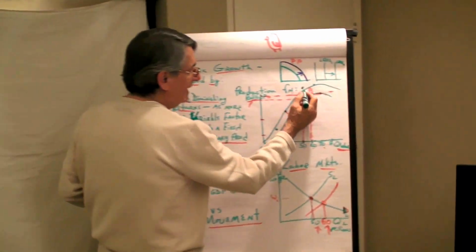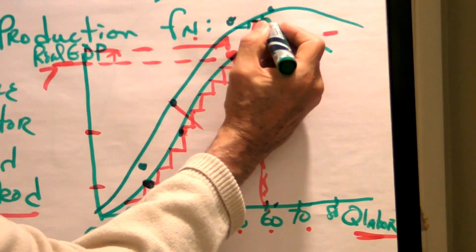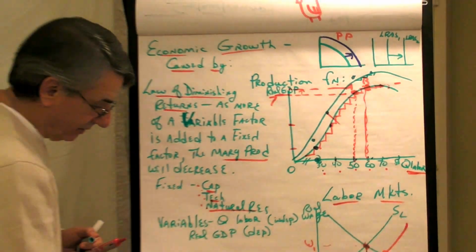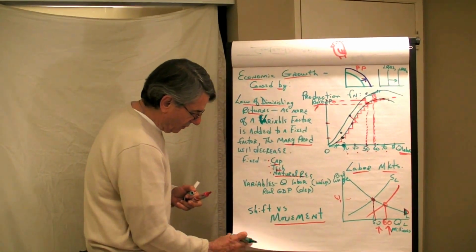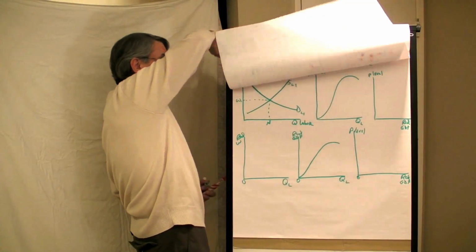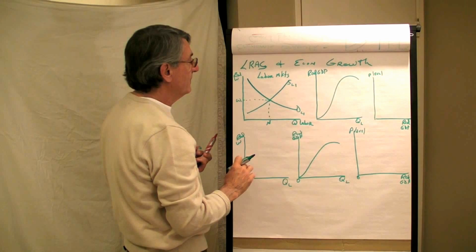And not only that, it gets steeper. And what that means is that the marginal product of labor gets greater. Each additional worker contributes larger additional amounts of output to the production process.